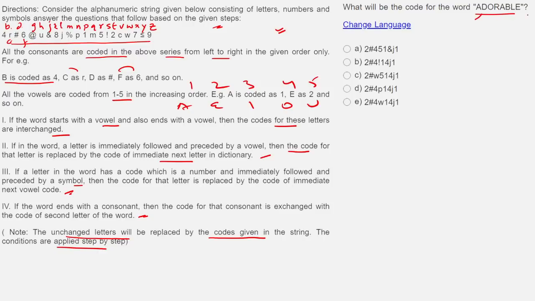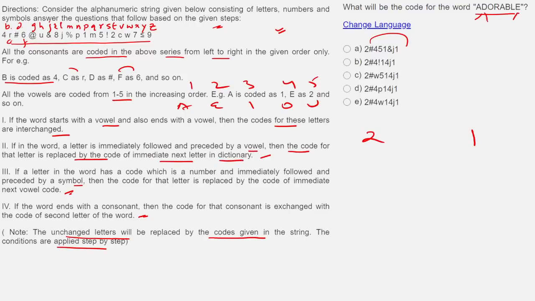Adorable. It starts and ends with a vowel. That is my step 1. If the word starts and ends with a vowel, then the codes for these are interchanged. And what I'm interchanging is 2 and 1. Clearly you can see in all the options also 2 and 1 is there. Now what is happening? Your next confusion can be, if a letter is immediately followed and preceded by a vowel, then the code for that letter is replaced by the code of the immediate next letter in the dictionary.